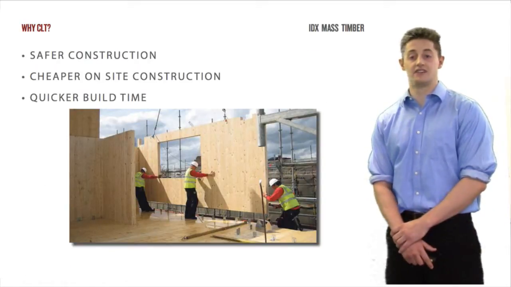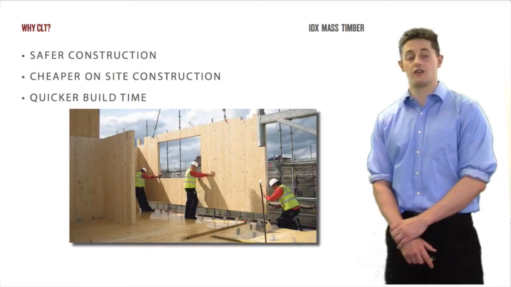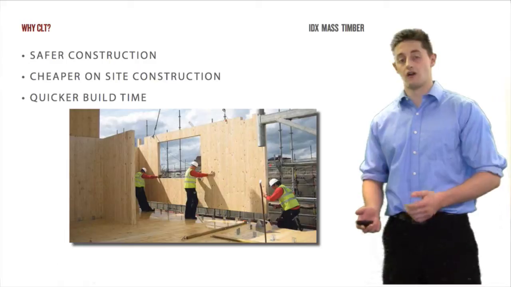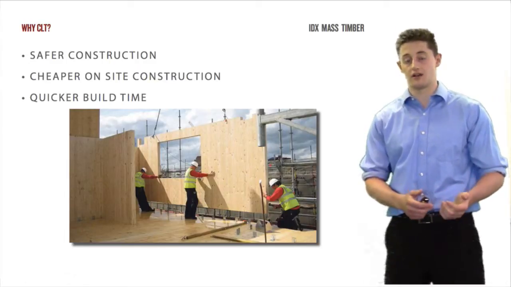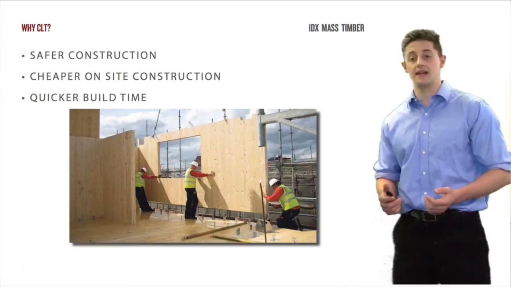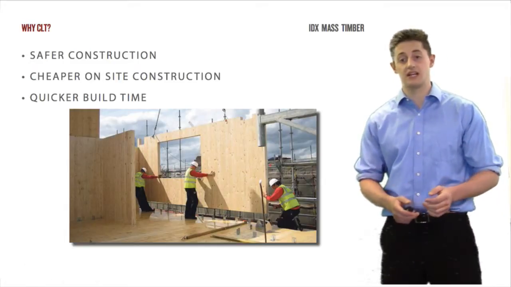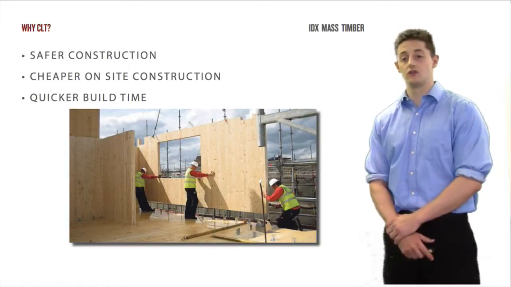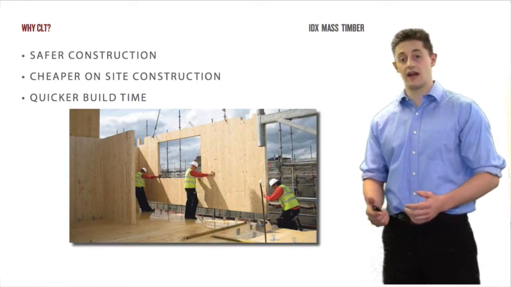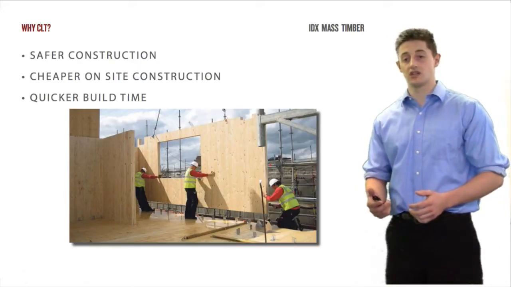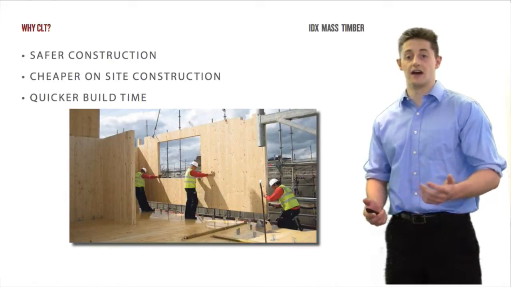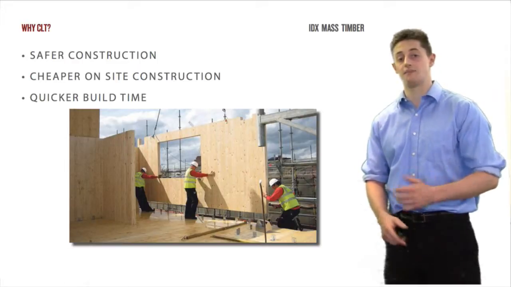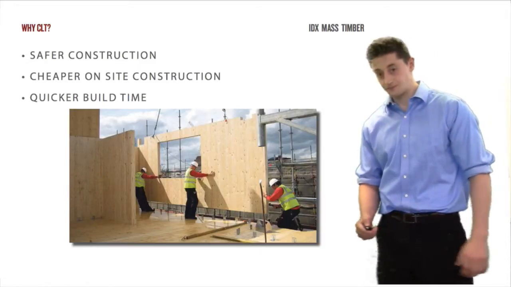Some other aspects of CLT that make it a really exciting building material are the fact that it is a safer construction material. This is because all CLT panels are fully manufactured off-site and then brought onto the site. So really the only thing going on site is the panels being craned into location and then bolted down or screwed into position. The only two construction tools needed are a crane and a pneumatic drill. This also allows for cheaper on-site construction, and in general, this causes quicker building times, which in turn makes CLT really cost competitive with other building materials.